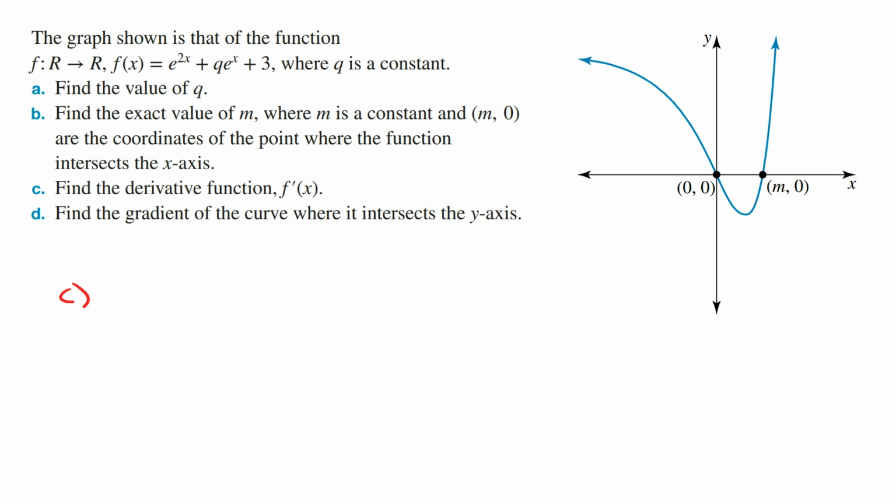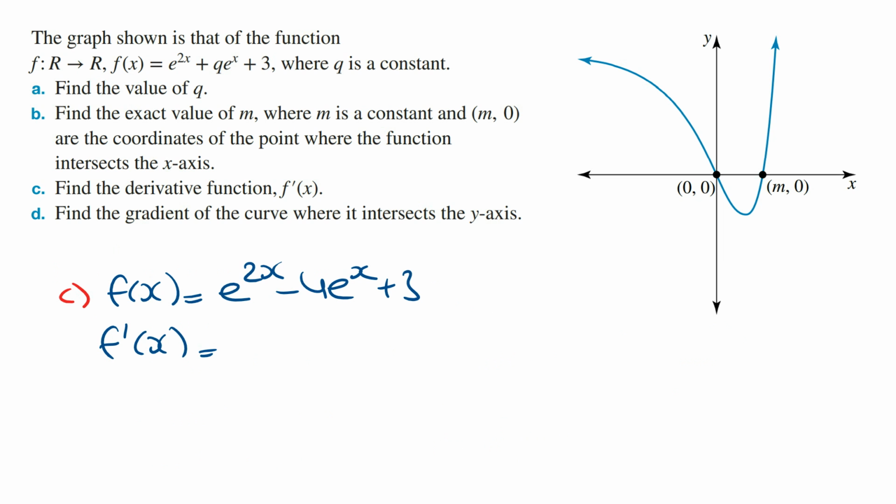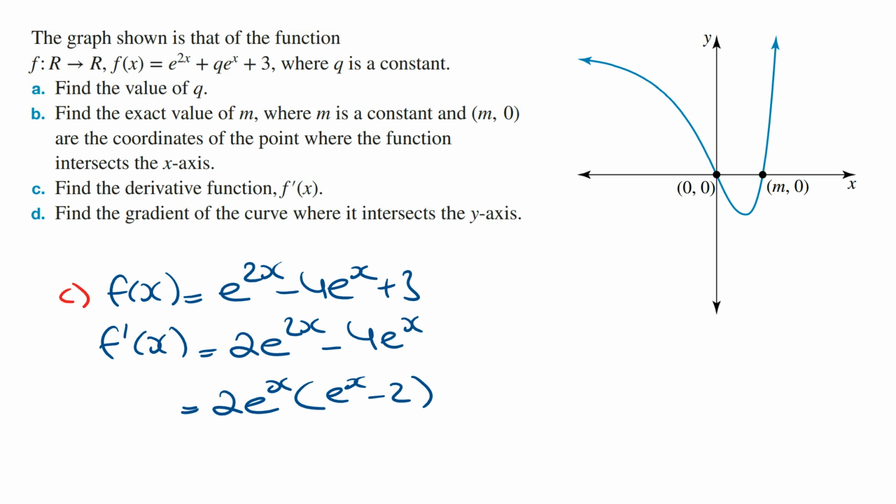Part C. Find the derivative function f dash of x. We know that f of x is equal to e to the 2x minus 4 times e to the x plus 3. And so f dash of x is going to be 2 times e to the 2x minus 4 times e to the x. We can take out 2 and e to the x as a common factor, and so we can rewrite this as 2 times e to the x times (e to the x minus 2).